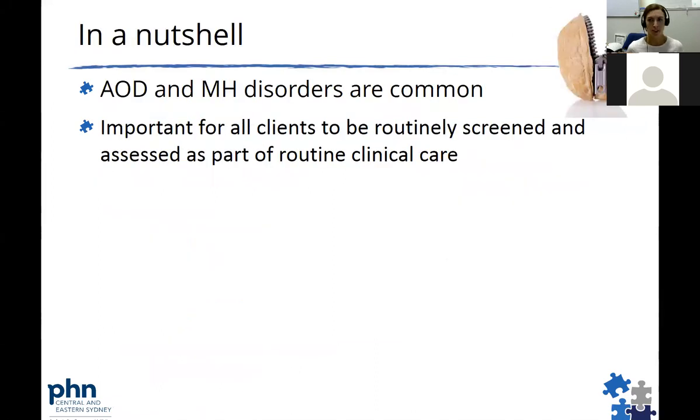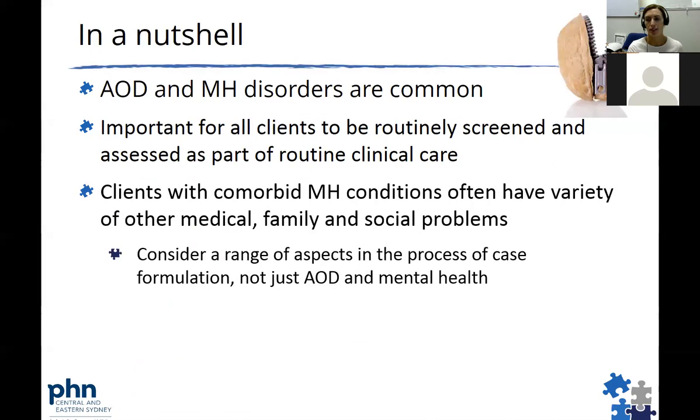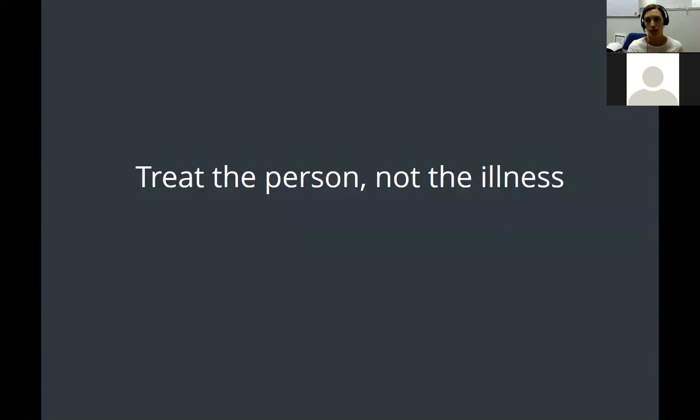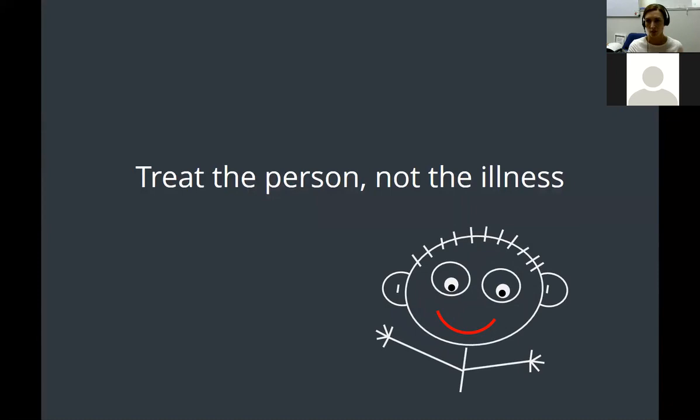So to give a summary of all the information, and I know I've presented a lot of stuff, very dense, AOD and mental health disorders are common. So it's really important that clients are routinely screened and assessed for comorbidity as part of routine clinical care. Clients with comorbidity often have a variety of other medical, family and social problems, so housing, employment, welfare and legal problems, and it's therefore really important to consider a range of aspects in the process of case formulation. So not only the AOD and mental health issues, but also their social cultural factors, motivation, living situation, and medical and personal history. And in addition to mental health services, health workers may need to engage with a range of other services to meet clients' needs, so including housing, employment, education, training, community justice, and other support services. And just to emphasise that it's so important, given the range of presenting issues, to treat the person and not just the illness.